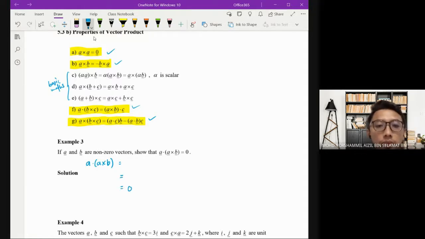Macam tu. Maksudnya kita buat sampai dapat 0. Jangan buat mula-mula sama dengan kosong lah. Dia bukan macam tu kan. Kita nak buktikan dia last kali nanti dapat 0. Okay, that's the meaning of the word show.